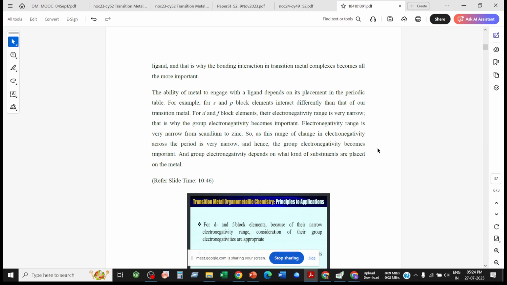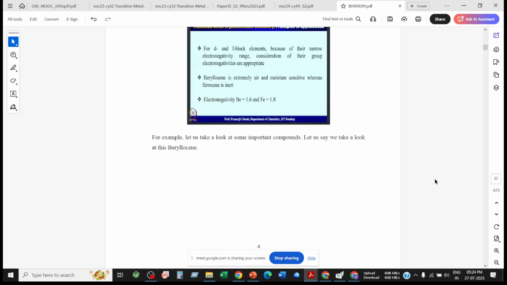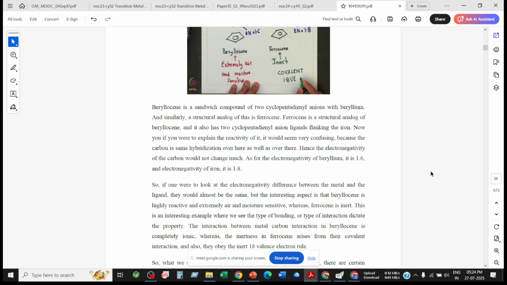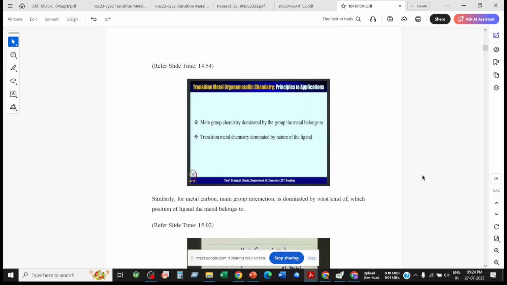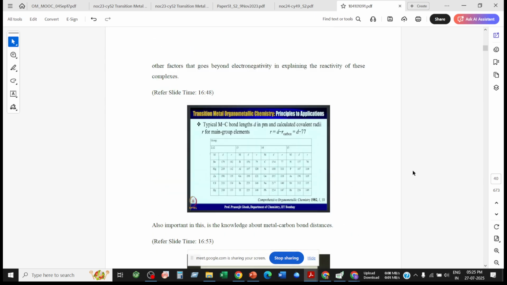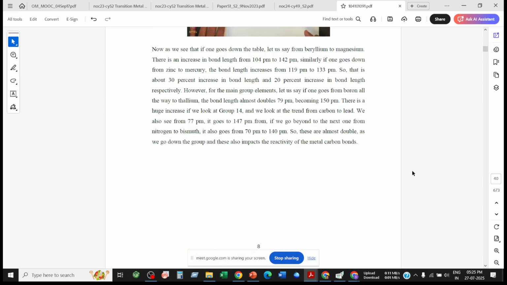So for the F block elements, the electronegativity range does not change so much. That's why whatever the substituent on the metal center is for the F block, that decides the polarity of the metal center. So hopefully we have discussed beryllium and the others. After that, what do we have?